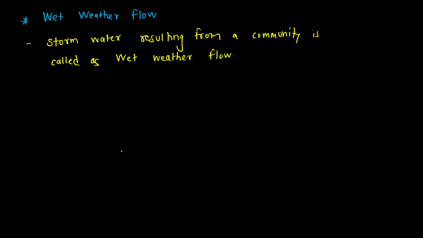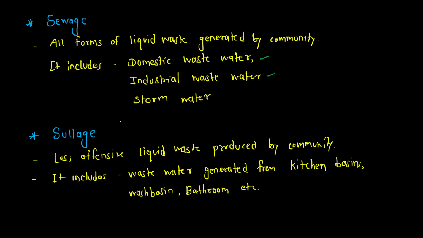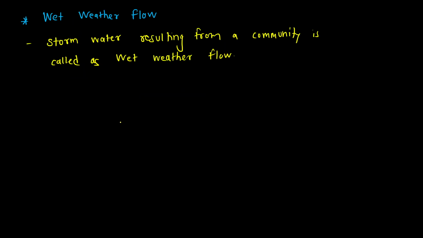So these are the various definitions that we have seen about wastewater engineering. These are the basic definitions: what is sewage, sullage, what is dry weather flow, and what is wet weather flow. Now we'll be seeing the next topic, that is methods of sewage collection and disposal.